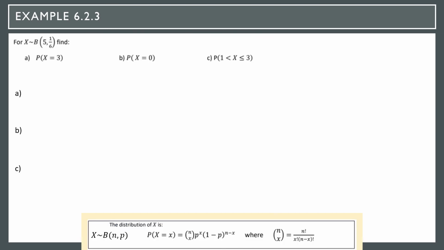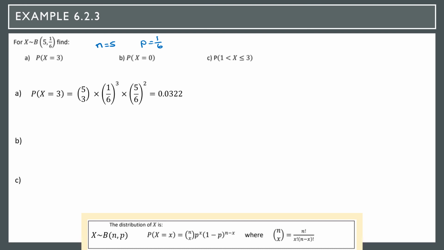Example 6.2.3. Given that x follows a binomial distribution where n equals 5, so we've got 5 trials and the probability of success is 1/6, so p equals a sixth. The first part of this question asks us to find the probability that x is equal to 3. So to do this, we can use the formula below. So we want to find the probability that x is equal to 3. So to start off, we've got 5 choose 3. So remember, this represents the number of ways of selecting 3 successes in 5 trials.